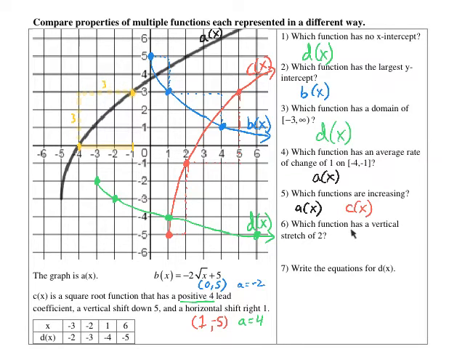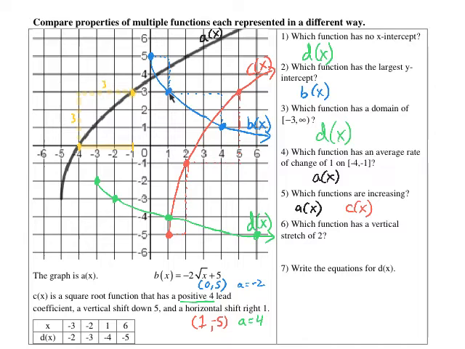All right, next one. Which function has a vertical stretch of 2? Doesn't vertical stretch mean a of 2? Okay, what is the vertical stretch for this one? Well, I go over 1 and up 1, 2, 3. So it's not that one. This one's over 1 and down 1. No. This one's over 1 and up 1, 2, 3, 4. No. This one's over 1 and down 2.